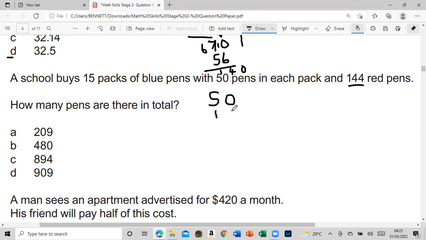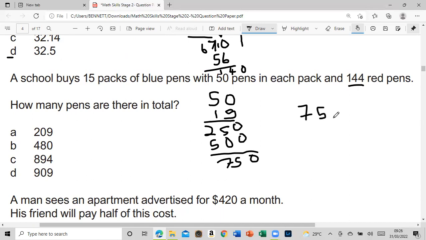I already have this set of that, right? So 500, 55, 25, that's 0 100, 155, that's 0 5 7. So basically get 70 blue, 750 blue, and we already have 144 red.